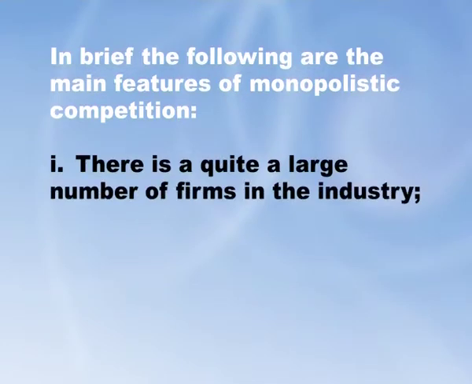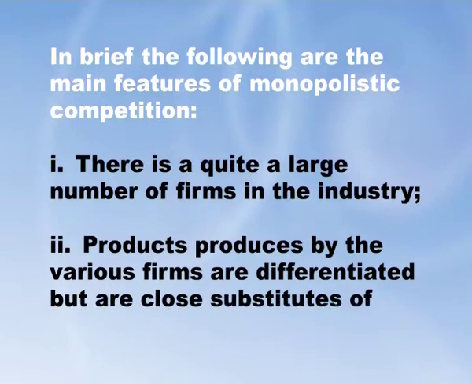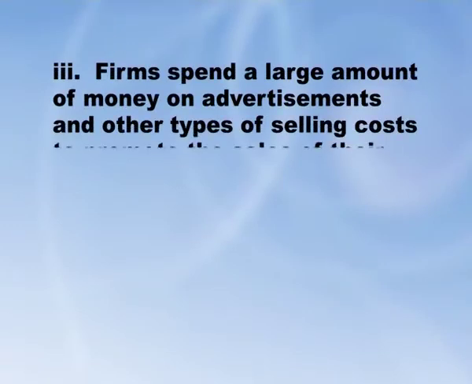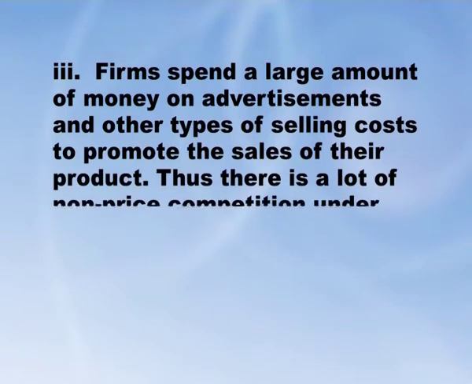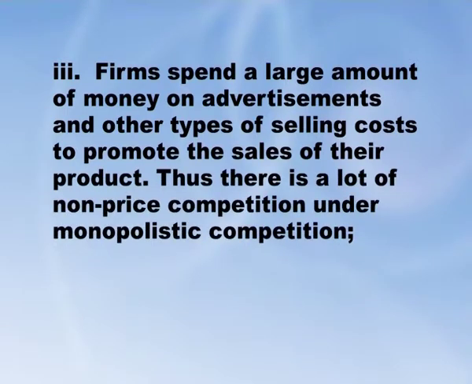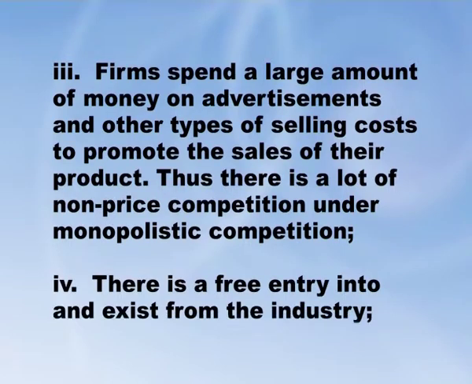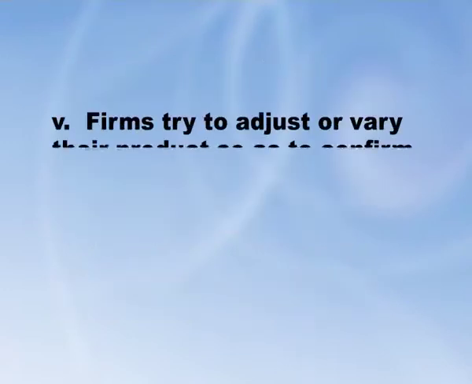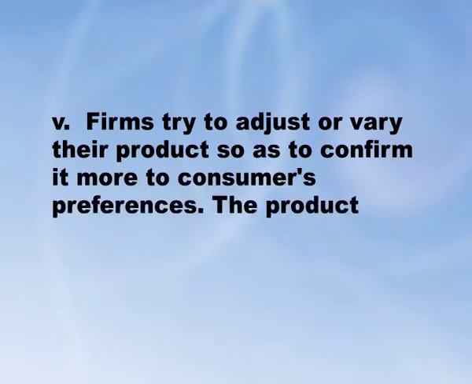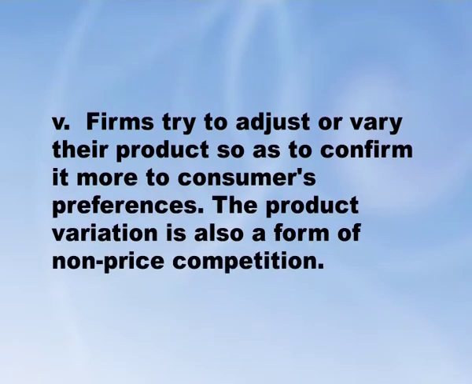In brief, the following are the main features of monopolistic competition. First, there is quite a large number of firms in the industry. Second, products produced by the various firms are differentiated but are close substitutes of each other. Third, firms spend a large amount of money on advertisements and other types of selling costs to promote the sales of the product. Thus, there is a lot of non-price competition under monopolistic competition. Fourth, there is free entry into and exit from the industry. Fifth, firms try to adjust or vary their product so as to conform it more to consumers' preferences. The product variation is also a form of non-price competition.